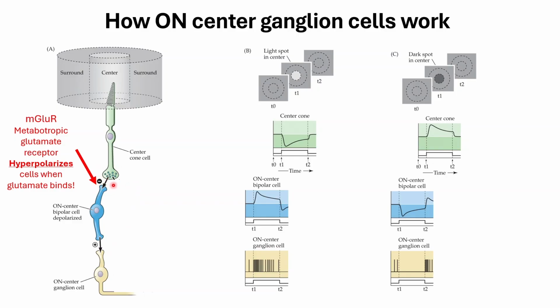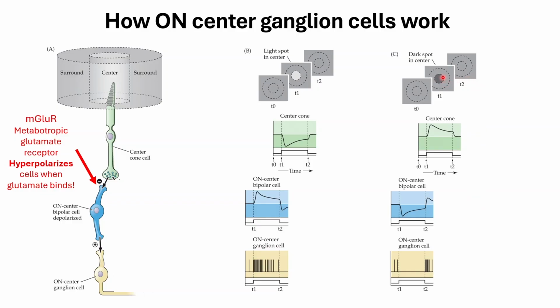But in this case, glutamate, as it binds to the metabotropic glutamate receptors on the postsynaptic side, actually ends up with a decrease in the overall membrane potential. When glutamate binds, it induces a hyperpolarization event. And that means that, of course, this on-polar bipolar cell, if it becomes hyperpolarized, results in a reduction in the amount of glutamate that's released onto the on-center ganglion cell. So let's talk about that.